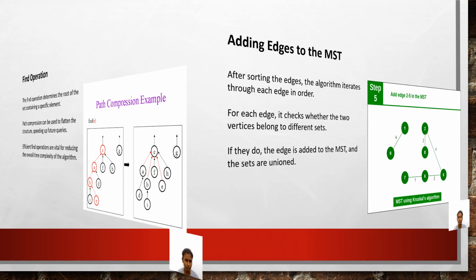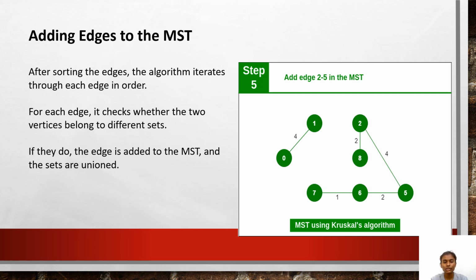Adding edges to the minimum spanning tree. A minimum spanning tree is a subset of edges of a connected edge-weighted graph that connects all the vertices together without any cycles and with the minimum possible total edge weight. After sorting the edges, the algorithm iterates through each edge in order. For each edge, it checks whether the two vertices belong to different sets. If they do, the edge is added to the minimum spanning tree and the sets are unioned.